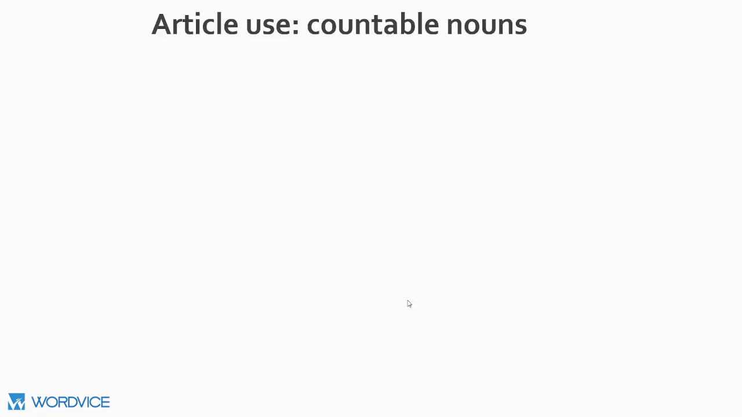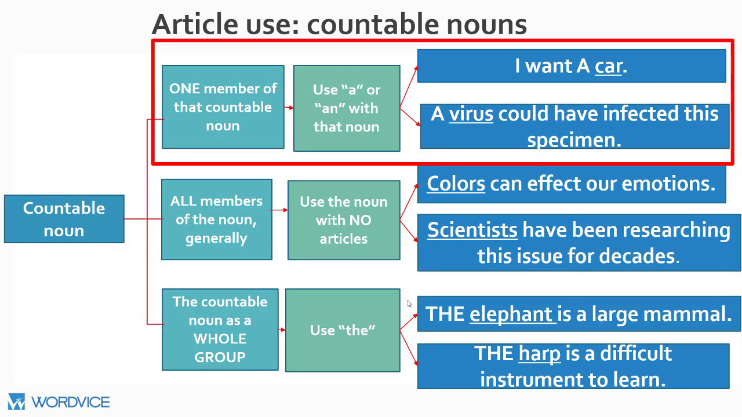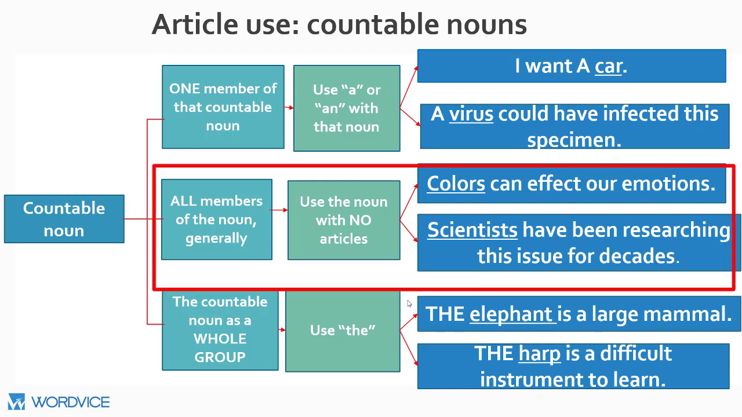Now let's take a look at countable nouns. We must decide whether we are talking generally about the countable noun or about a specific example of the countable noun. First, if the noun in question refers to one member of that countable noun, you should use a or an with that noun. For example, I want a car, or a virus could have infected this specimen. We don't need to point at any specific term that's in the paper, but any one of the group that this term represents. If the noun in question refers to all members of that countable noun, you should use no article, but rather use the plural form of the noun.